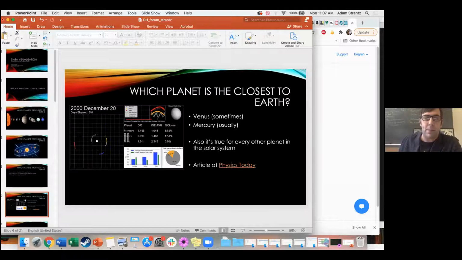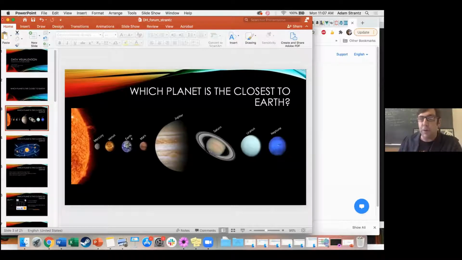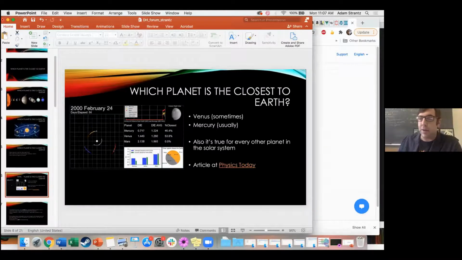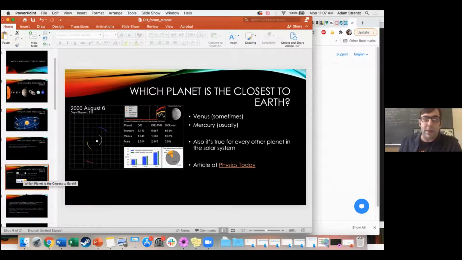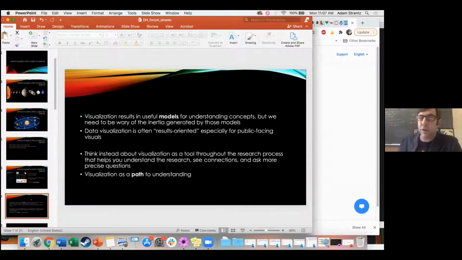It makes us maybe blow up models that we are used to seeing and say, no, your models are wrong, and maybe you should rethink them a bit, right? So visualization creates these great models for understanding concepts, but be wary of the inertia generated by them. If we have a model that we think of as the usual thing, how can visualization help us get past that? This is one of the first things that I try to get my students to do: think past stuff we are always used to seeing, because what are those models limiting in our view?